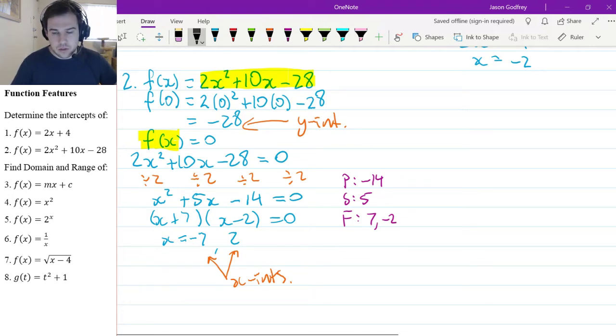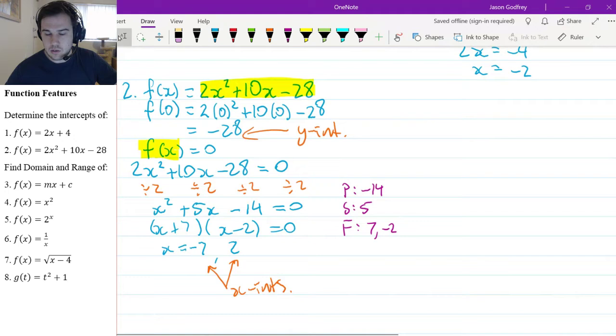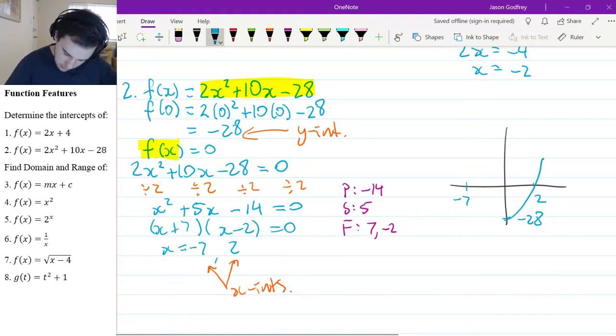Okay, so of course any equation so far we've done in the course, we could need to find x and y intercepts, which would consequently help us graph this. So in this case, we could sketch this. We know that the x-intercepts, it passes through negative 7 and 2. This will be a bit out of proportion, and a y-intercept of negative 28. So this is a parabola that's going to look approximately something like that. Sorry, it's a bit of a sketchy sketch.